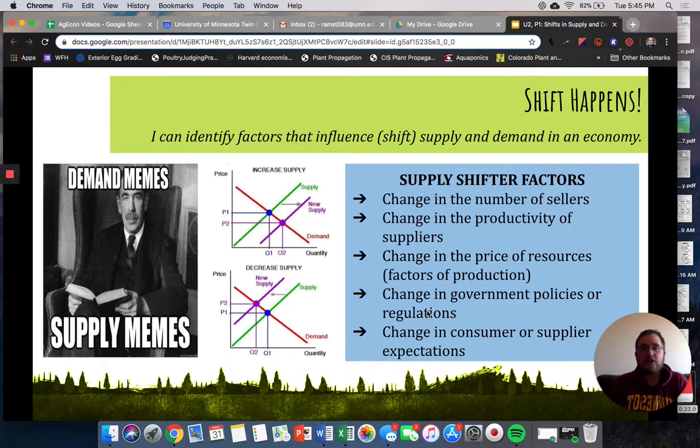Number 5, then, change in consumer or supplier expectations. So if the consumers suddenly realize that donuts are miraculously healthy for us, that's going to increase the consumer demand, and therefore the suppliers are going to expect themselves to supply more for the community. Likewise, if the suppliers are recognizing different food safety or different ways of doing things around their business or their bakery, that's going to change their expectations, and therefore they are going to want to produce either more or less depending on what that factor is. Okay.